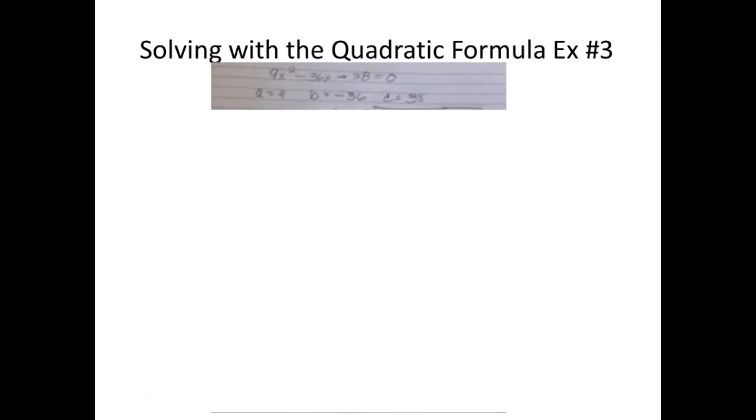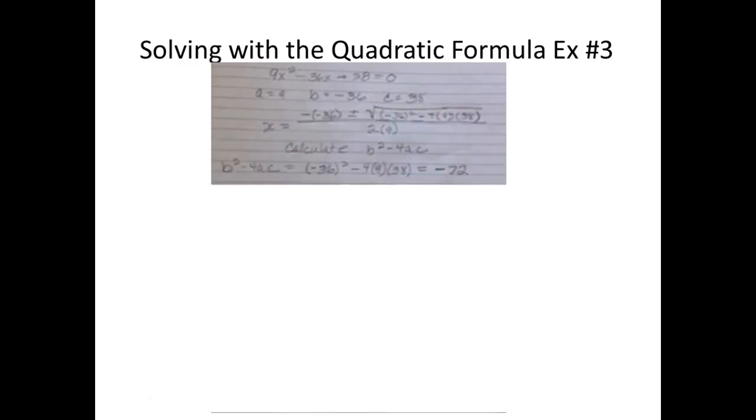Now here is our third and last example. I want to give you an example that would require the use of the imaginary number i. So here it is. In this case, A is 9, B is negative 36, and C is 38. All right, you know what to do. You're going to plug that into the quadratic formula, taking care of your negative signs.